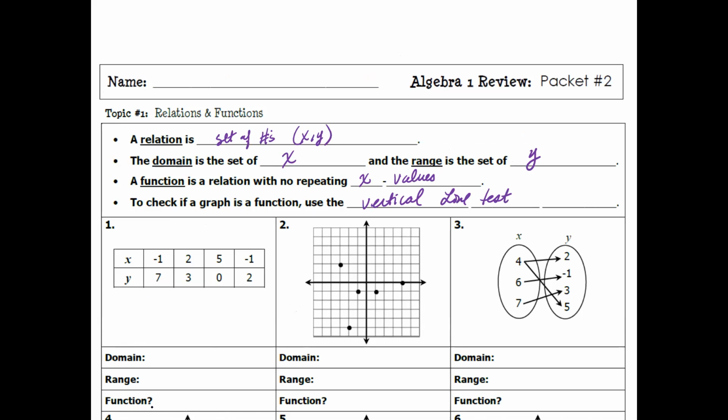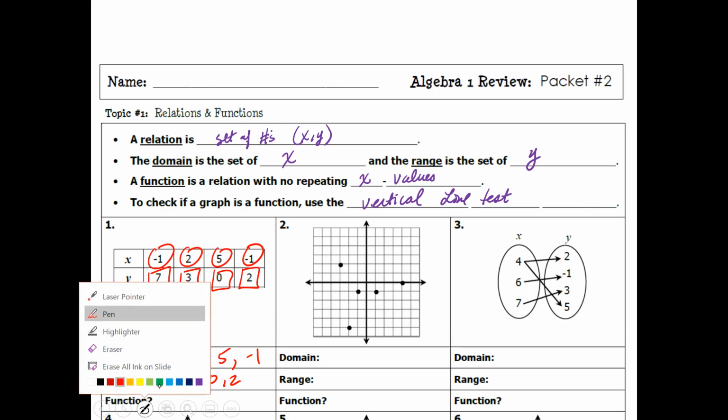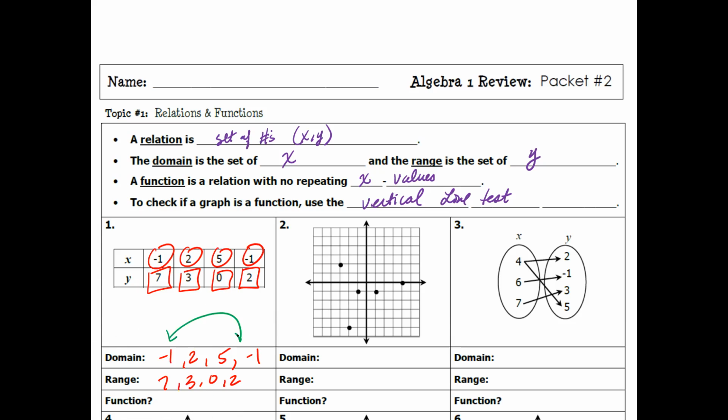All right, so let's take a look at question number 1. For number 1, look at the x's. The domains are -1, 2, 5, and -1. The range are on the very bottom, 7, 3, 0, 2. Is it a function? Look at the x value. It is repeated, and in order to be a function, there has to be no repeating. So my answer is no.